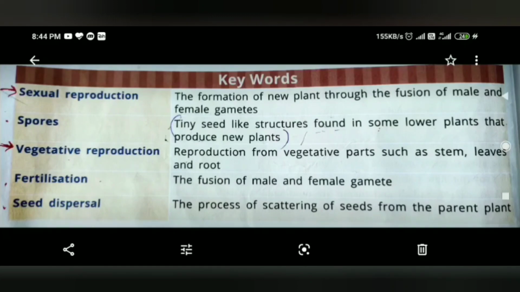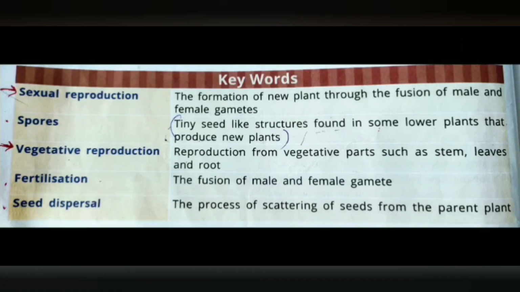Vegetative reproduction: reproduction from vegetative parts such as stem, leaves and root. Fertilization: the fusion of male and female gametes. Seed dispersal: the process of scattering of seeds from the parent plant. Children, here five definitions are given.